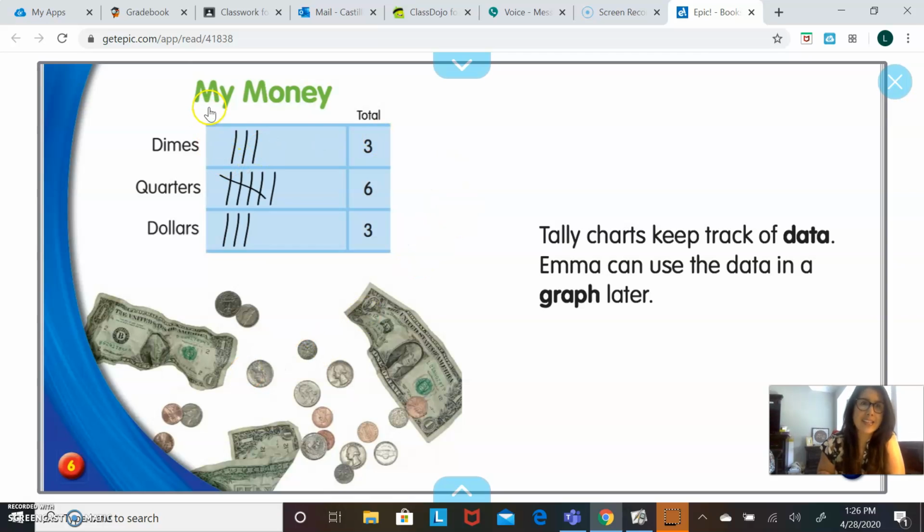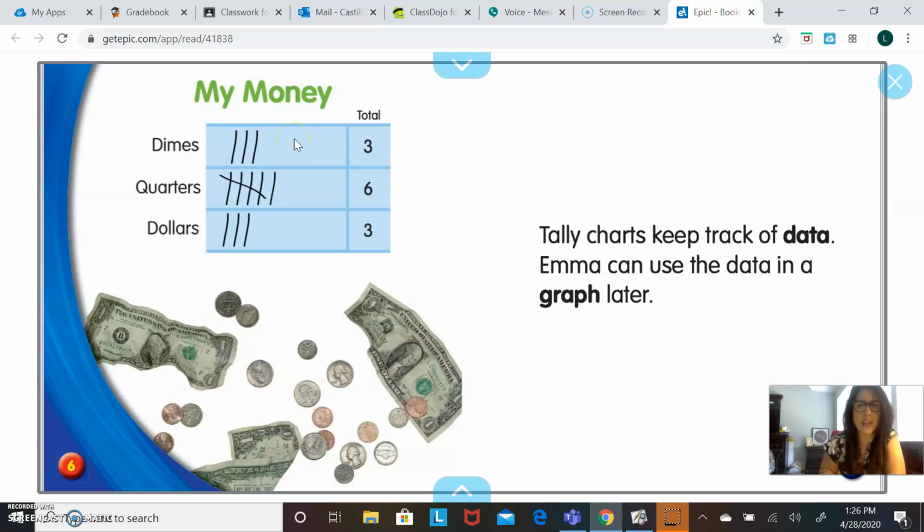A tally chart has a title. So as you see here, My Money is the title. Then we see these labels right here. We have dimes, quarters, and dollars. And these little lines, we call them tallies. And this whole thing all put together this way is a tally chart.